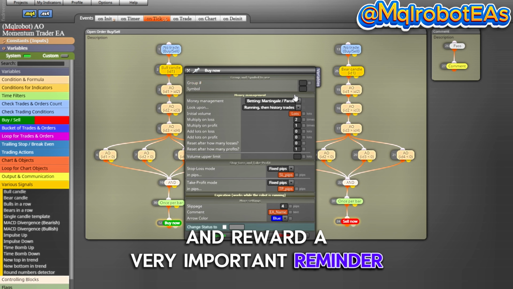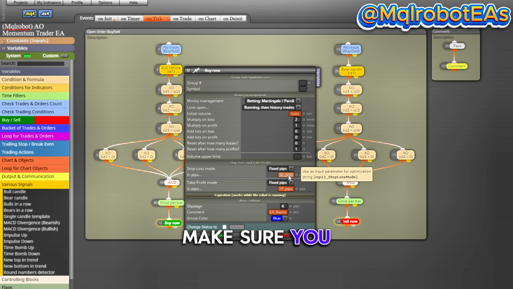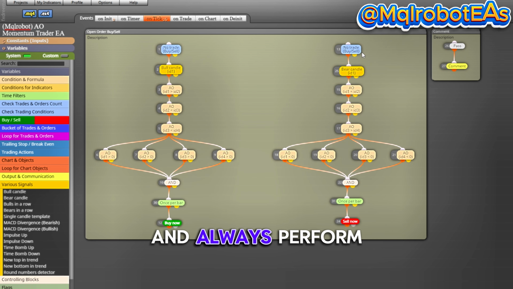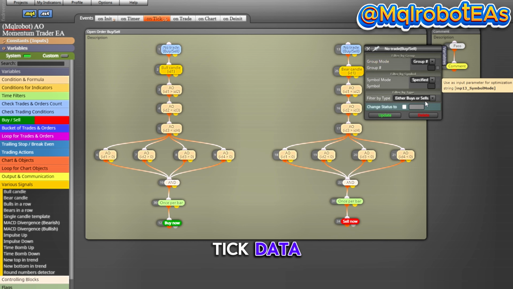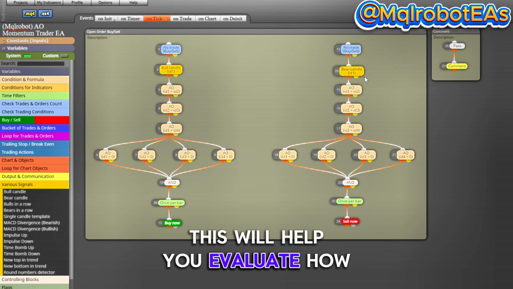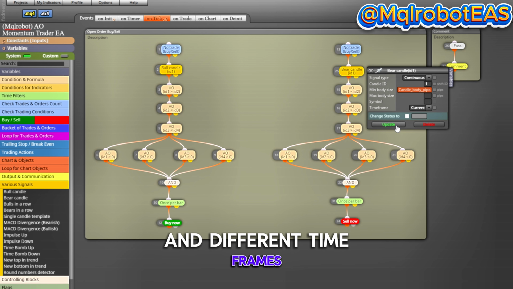A very important reminder, before running this EA on a live account, make sure you fully understand the trading strategy, the potential risks, and always perform backtests with 99.9% tick data. This will help you evaluate how the EA performs under real market conditions and different timeframes.